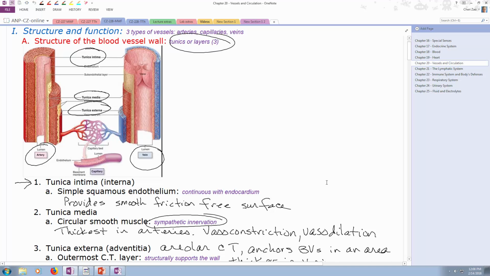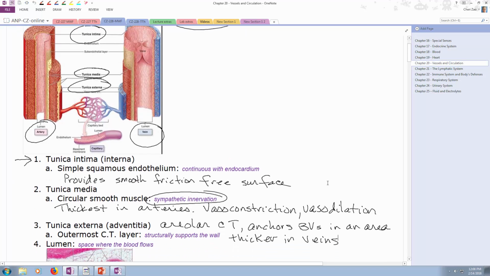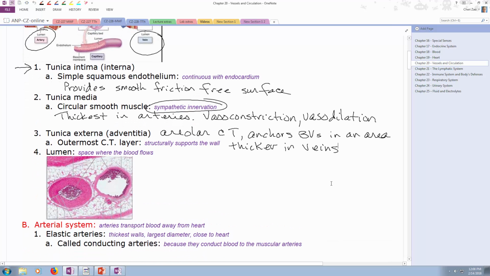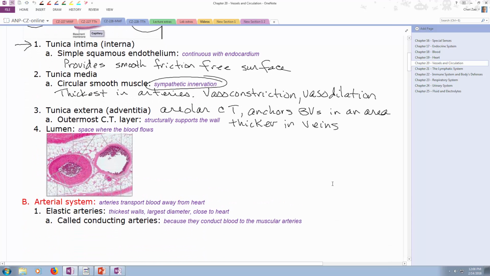We'll get to the capillaries in just a moment, but realize that the capillaries are just going to be tunica intima because they're going to be endothelium with a basement membrane, and that is where our nutrient and waste exchange will actually occur. Lumen, again, is the inside of a blood vessel for us because we're on the vascular tree right now.